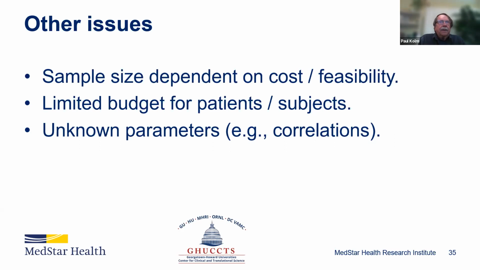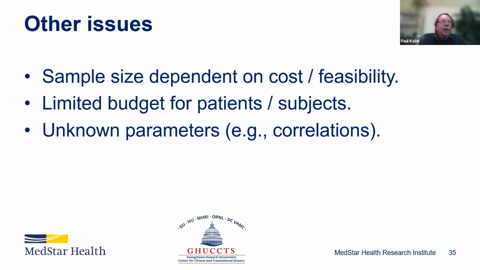So even though you might calculate a sample size like we did for the one where we needed 900 patients, the investigator is going to say there's no way that we can afford that many. So we have to then do some sort of adjustment.